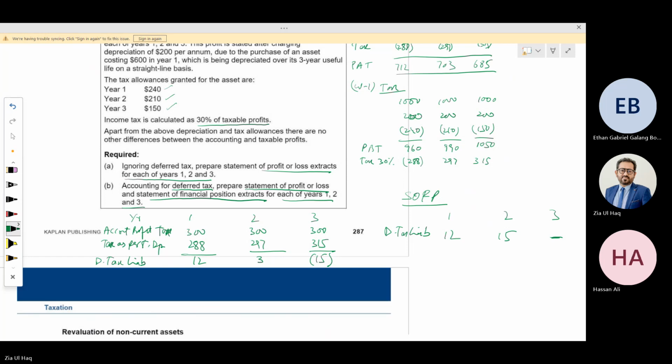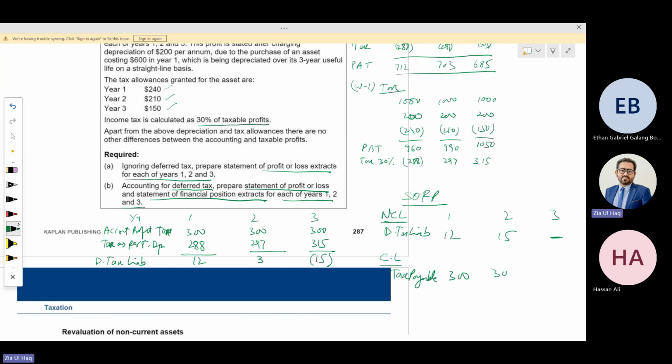Year 3, the current difference is negative 15. What was the opening balance? Positive 15. So that will be recorded in non-current liabilities. This deferred tax liability will be recorded in non-current liability, because it is ongoing. In current liability, we will record tax payable.